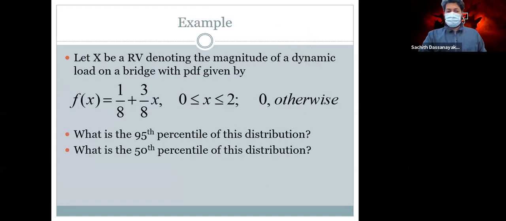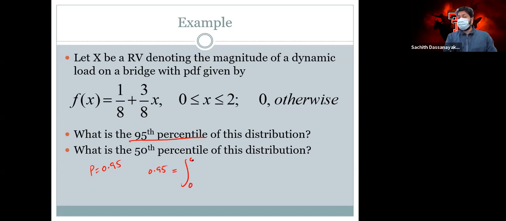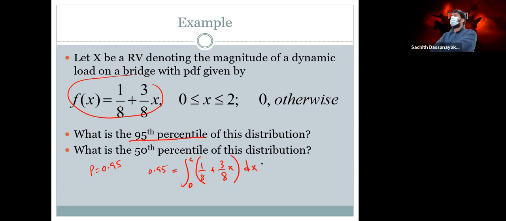Check this one. See, 95th percentile. So you know your P is 0.95, right? So 0.95 equals the integral. This starts from 0 up to what you don't know, so let's say C. What is your function, your PDF? Your f(x) is 1 over 8 plus 3 over 8 times x, dx. Okay, this is your PDF. So solve this, you can find the C.